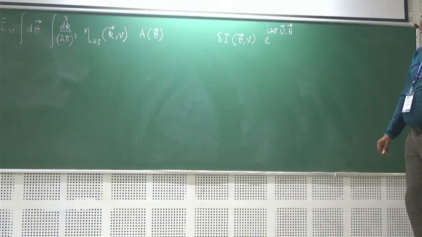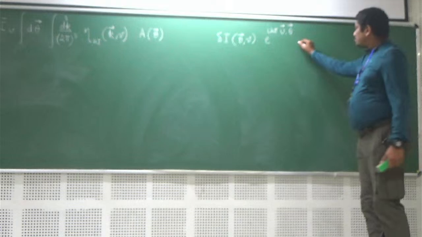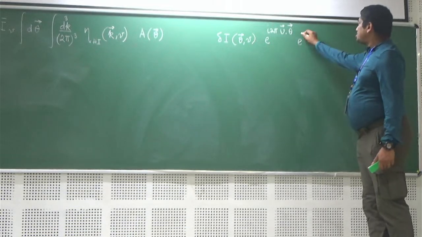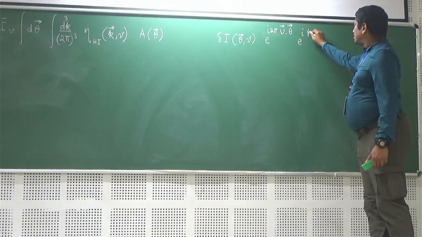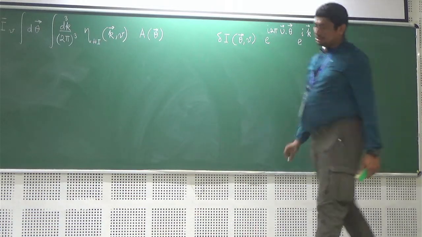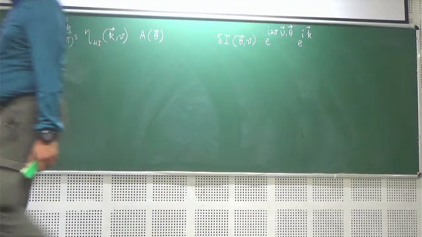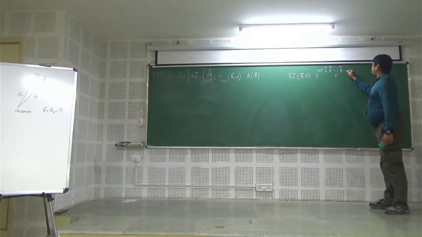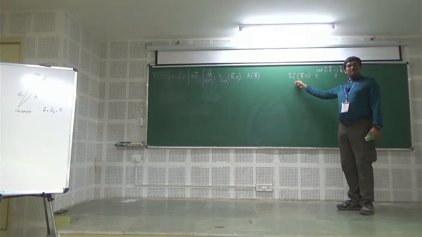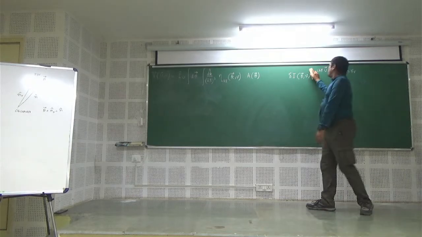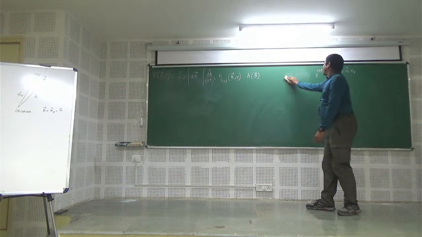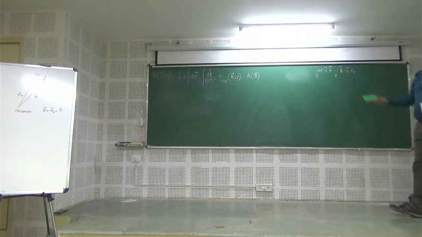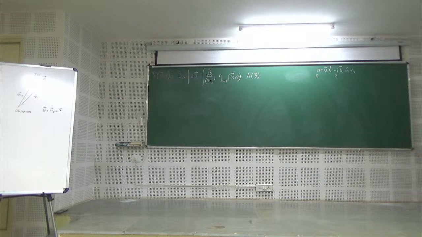Is there any more term? There is one more term, which is e to the minus i k dot n cap nu. That Fourier transform kernel is supposed to be also there. Oh, sorry, delta I I have replaced, so this should not be there. There is a reason I have kept a gap in between. That will come to show.